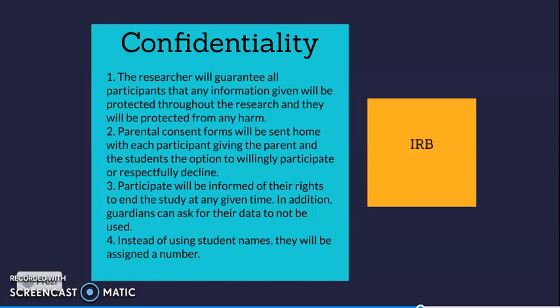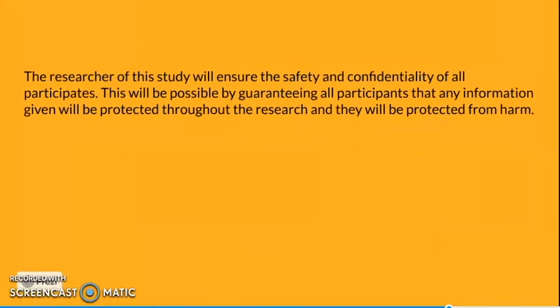IRB. The researcher of this study will ensure the safety and confidentiality of all participants. This will be possible by guaranteeing all participants that any information given will be protected throughout the research and they will be protected from harm.